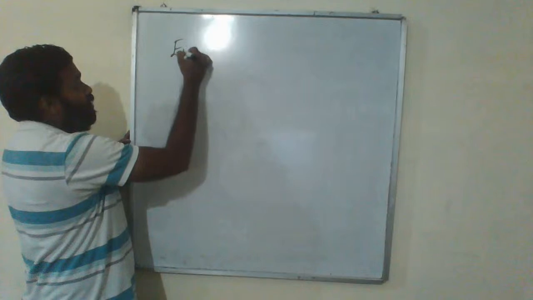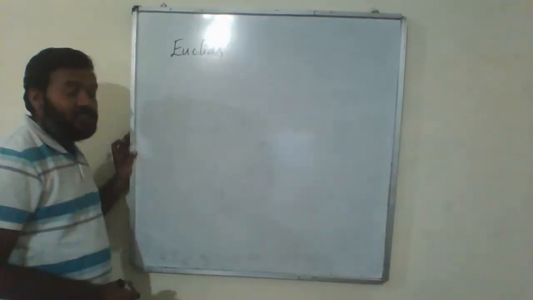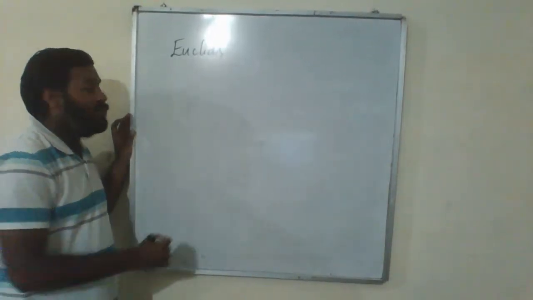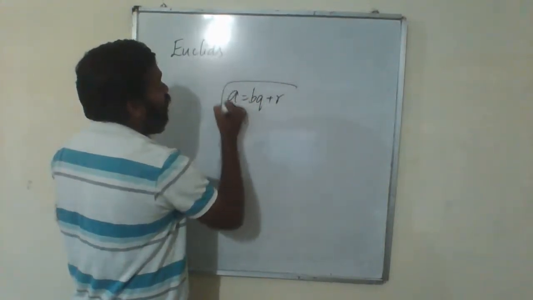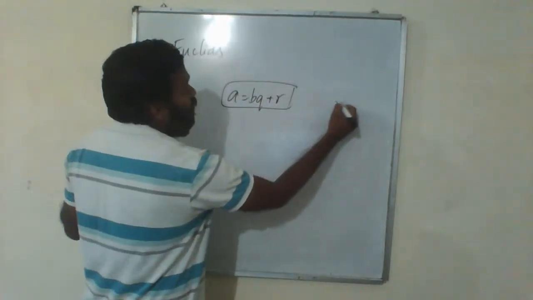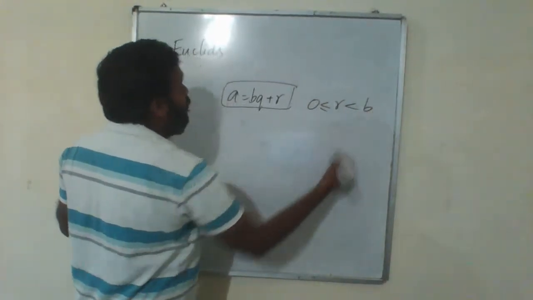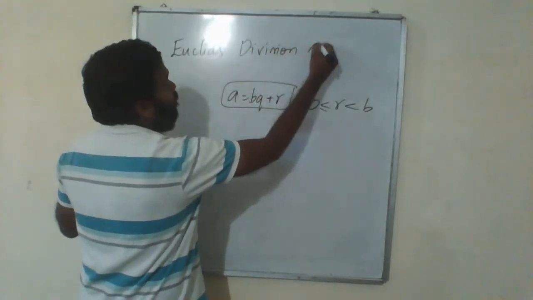Euclid's division algorithm states that if there are two positive integers a and b, then there exists a unique pair of integers q and r, such that a is equal to bq plus r, where r is greater than or equal to 0 and less than b. This is Euclid's division algorithm.